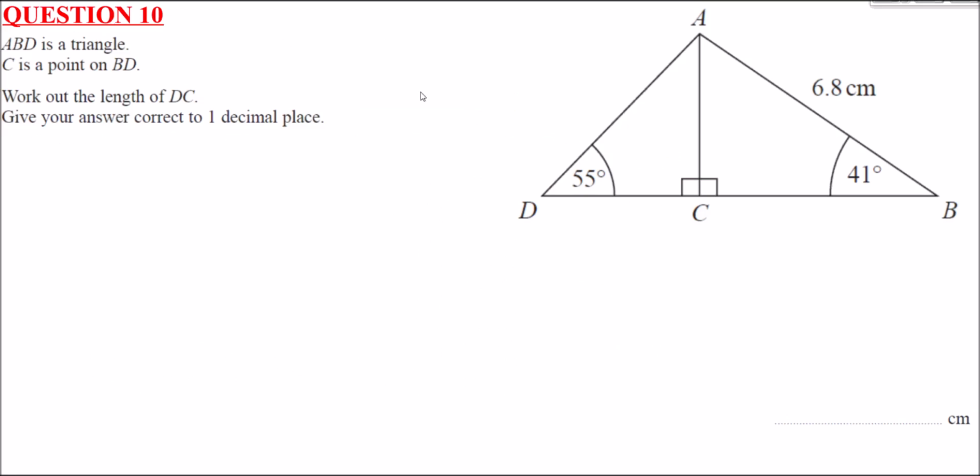Question 10 is about a triangle. Well, in fact, it's like 2 triangles joined into one in a sense. ABD is a triangle, and C is a point on the line from B to D, like so. We need to work out the length of DC, giving it to 1 decimal place. So DC, I'm going to underline in blue, which is this line here.